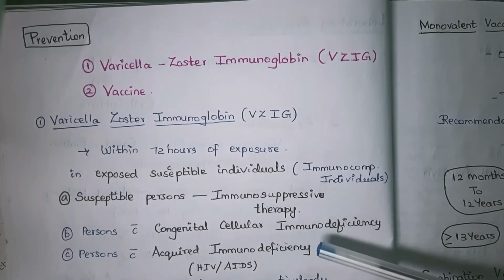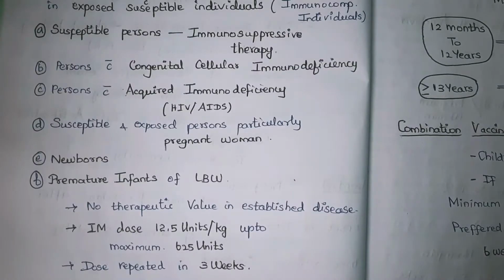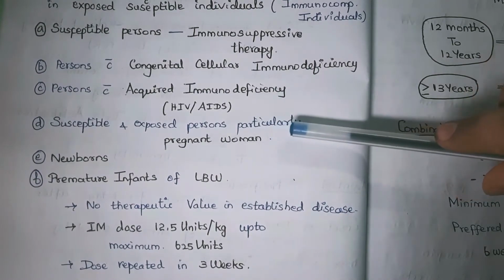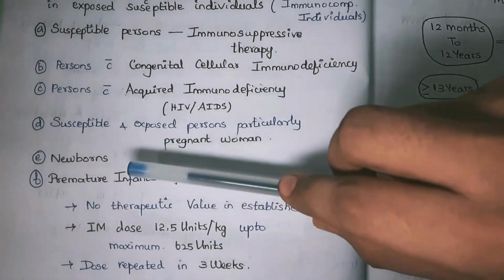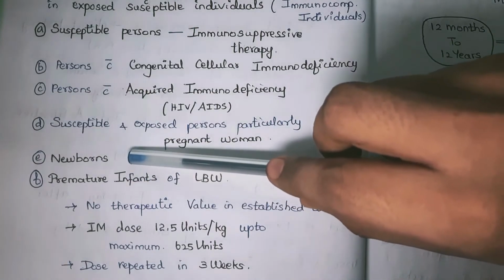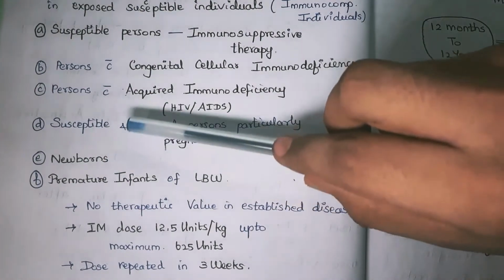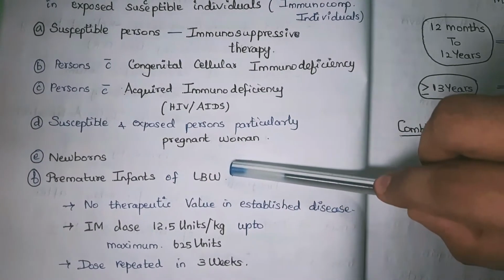Then persons with acquired immunodeficiency diseases like HIV or AIDS. The fourth group is pregnant women. Pregnant women who are susceptible and exposed to patients can be given this immunoglobulin. Newborns whose mother is already infected with chickenpox, or whose mother got the infection within 5 days, can also be given immunoglobulin. Premature infants of low birth weight can be given immunoglobulin.